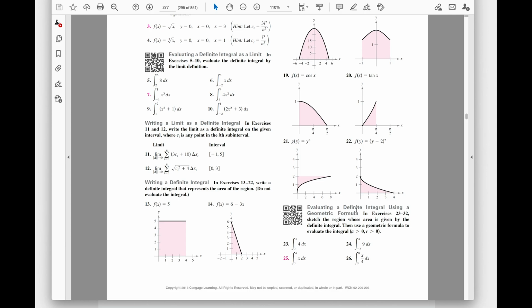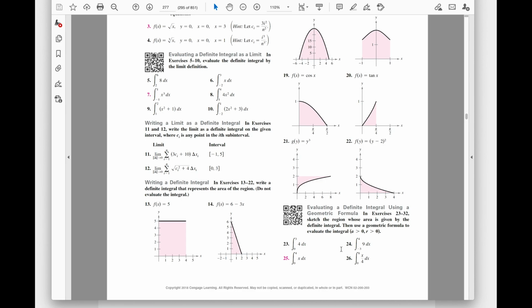Evaluate the definite integral. So this is from 23 to 32. Sketch the region whose area is given by the definite integral. So now we're gonna go back. They gave us what they were asking for here, and we have to describe the region that they are talking about, and then use a geometric formula to evaluate this integral. And throughout this discussion, a is supposed to be positive and r is supposed to be positive. So whenever we see a and whenever we see r, they are supposed to be positive entities.